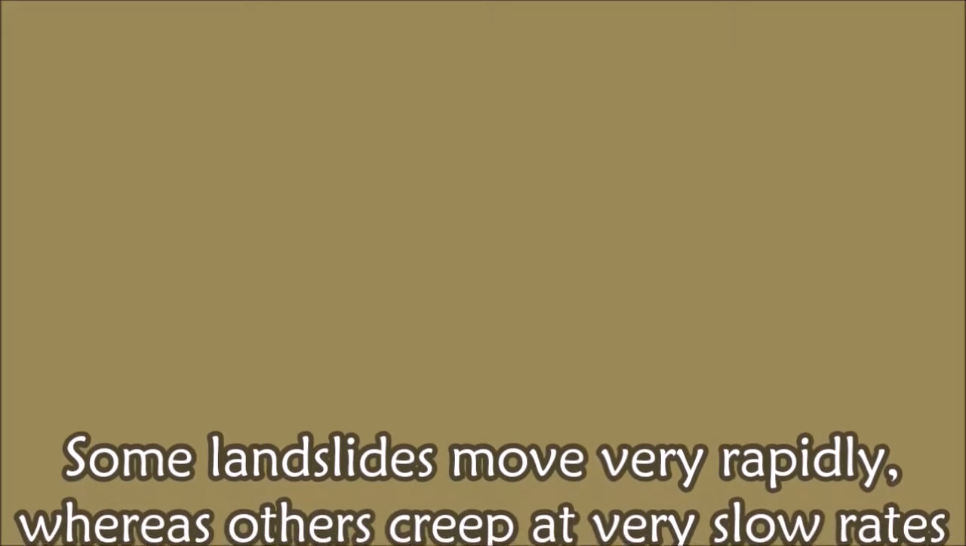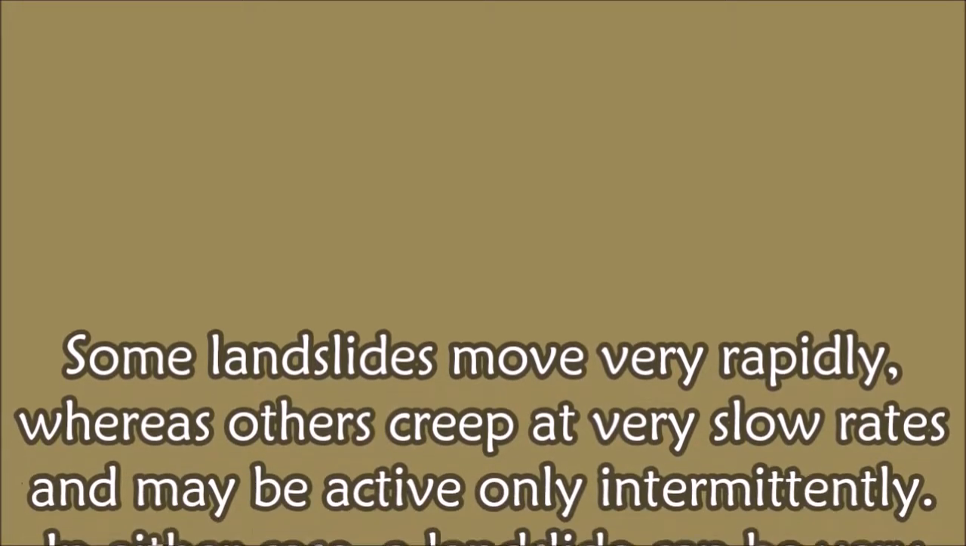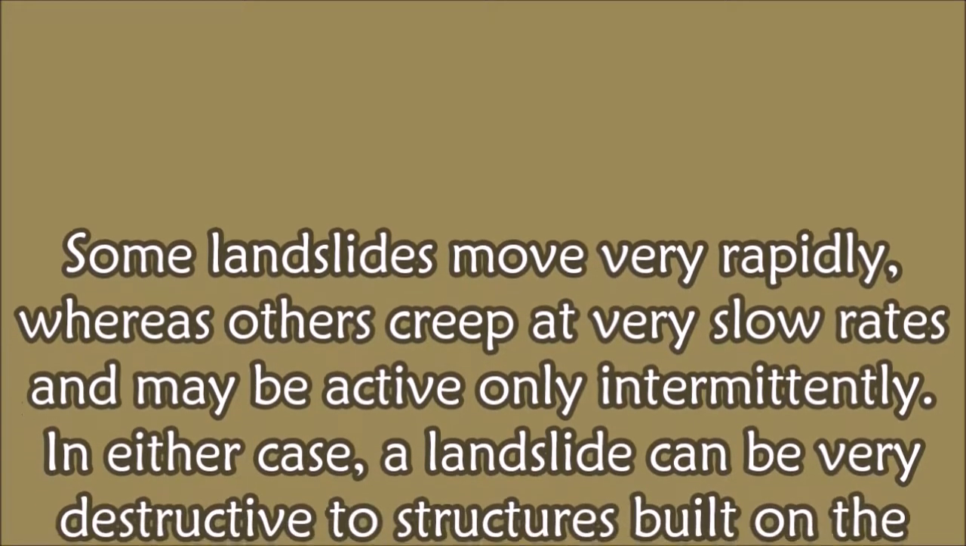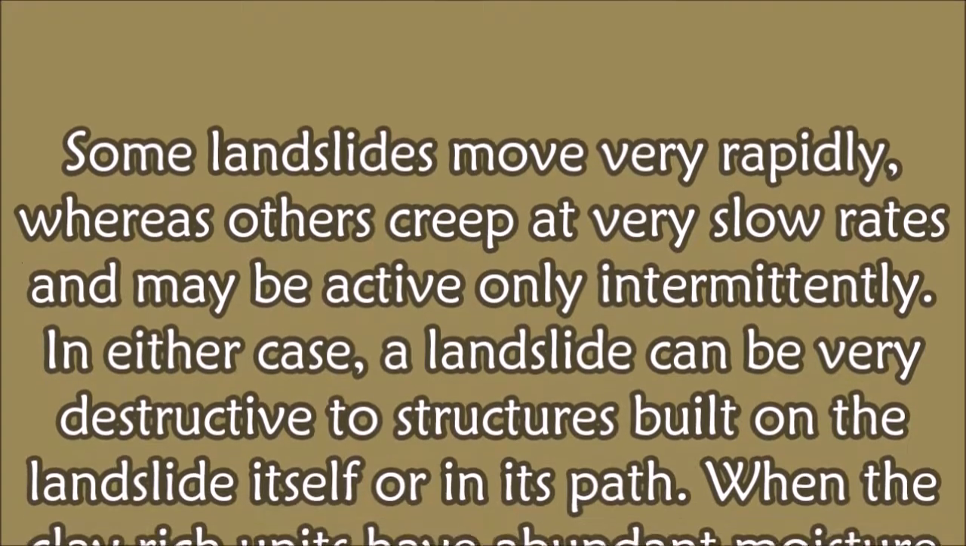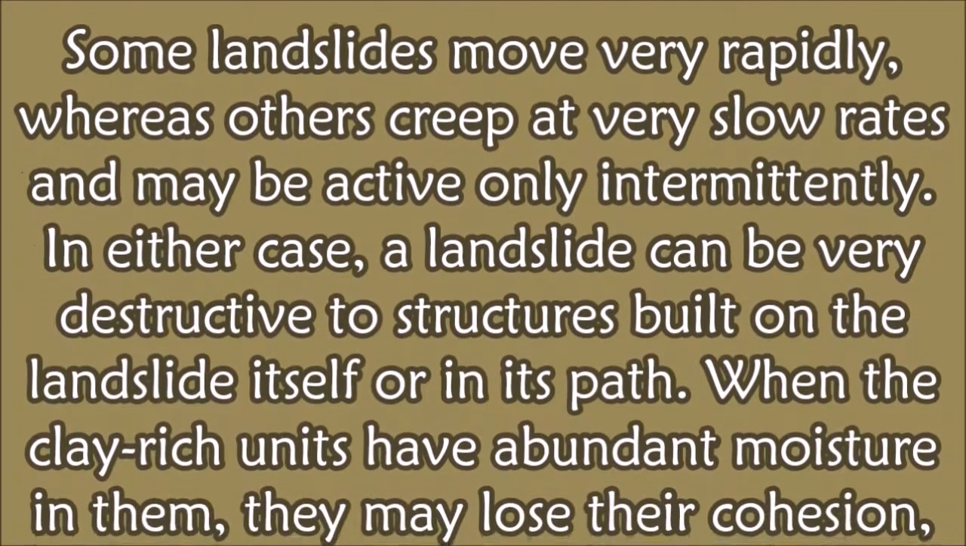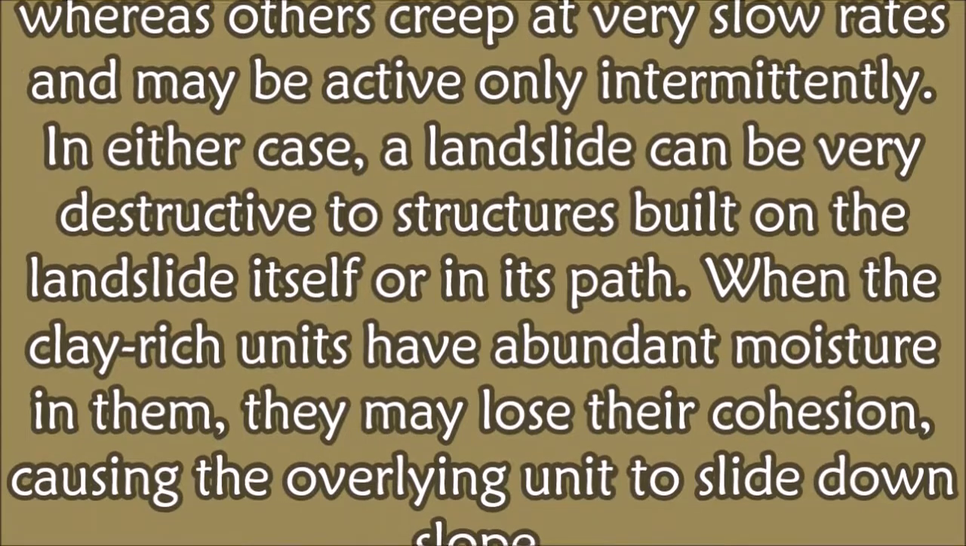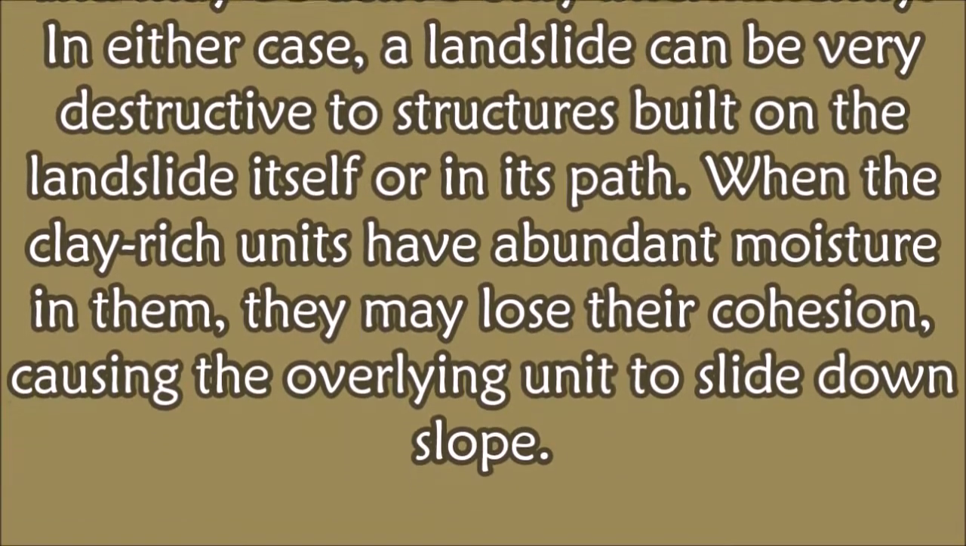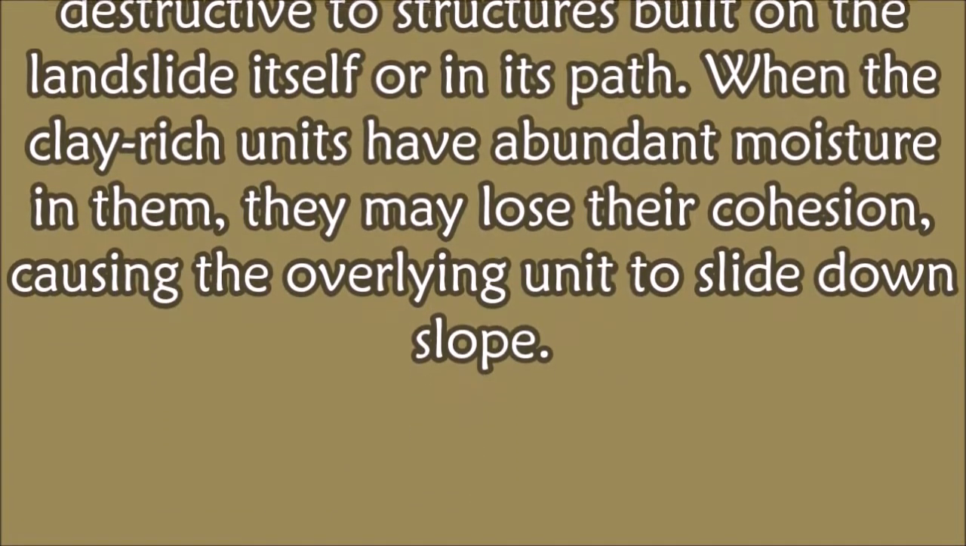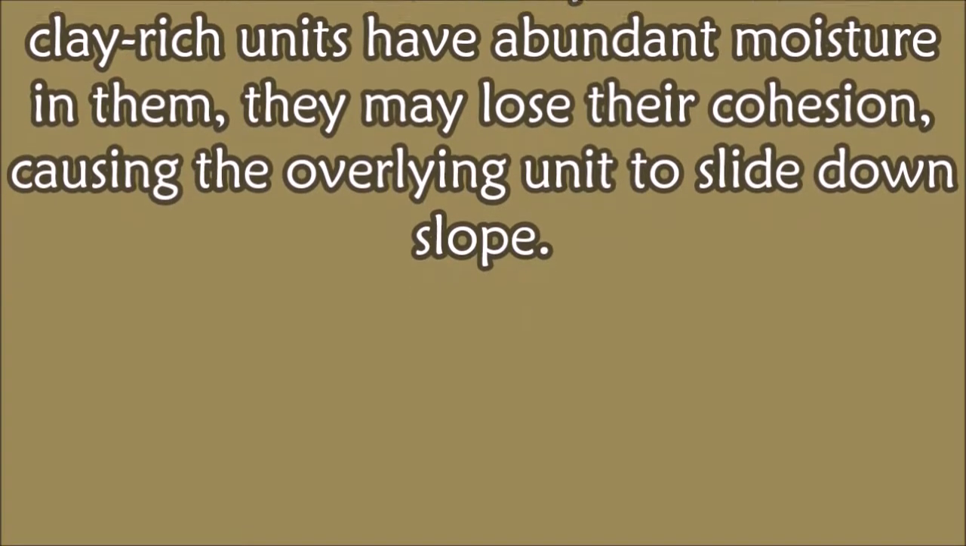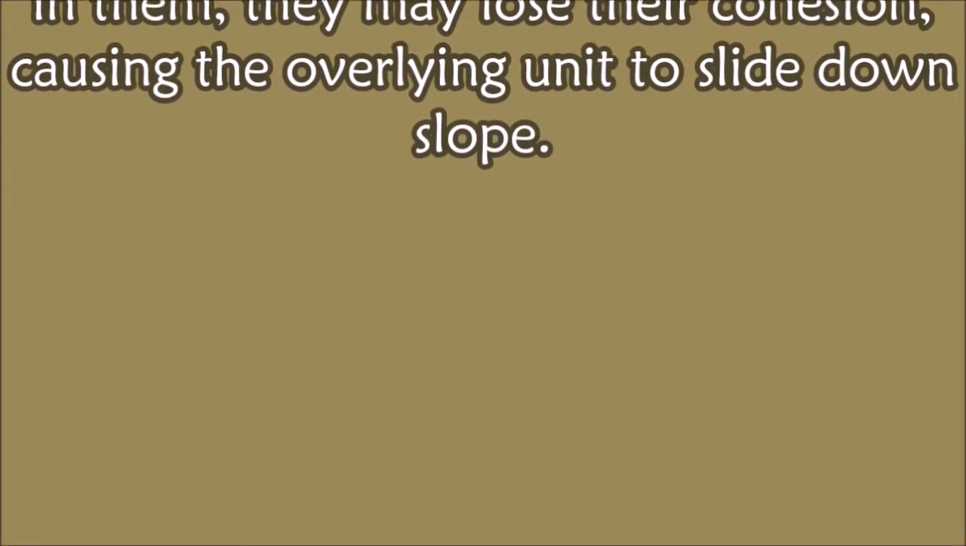Some landslides move very rapidly, whereas others creep at very slow rates and may be active only intermittently. In either case, a landslide can be very destructive to structures built on the landslide itself or in its path. When the clay-rich units have abundant moisture in them, they may lose their cohesion, causing the overlying unit to slide down the slope.